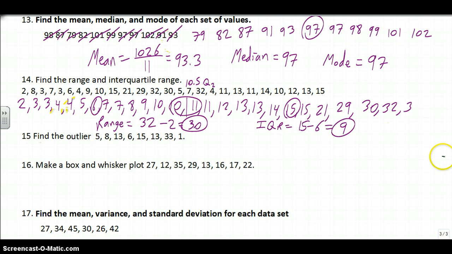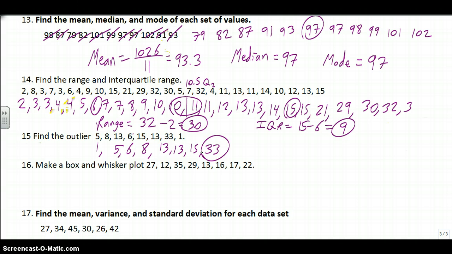Find the outlier. Let's rearrange our data: 1, 5, 6, 8, two 13s, a 15, and a 33. Is that all the numbers? Yep. Which one of these is too far away? Well, probably not the 1, it's only 4 away. But the 15 is actually 18 away from the 33, so 33 is the outlier.